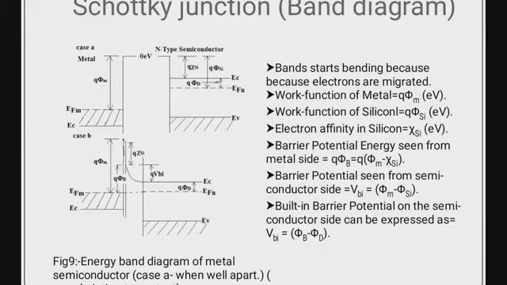Now the built-in potential on the semiconductor side can be expressed as V bi. What is V bi? It is the built-in potential due to the migration of charged particles, and that is nothing but the difference between phi B minus phi D. Phi B is the barrier potential, and this is phi D. So this difference is basically called the barrier potential in the semiconductor, V bi.